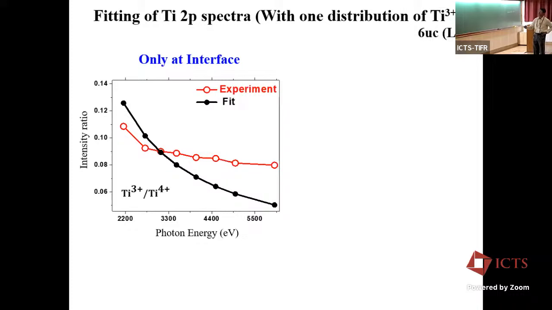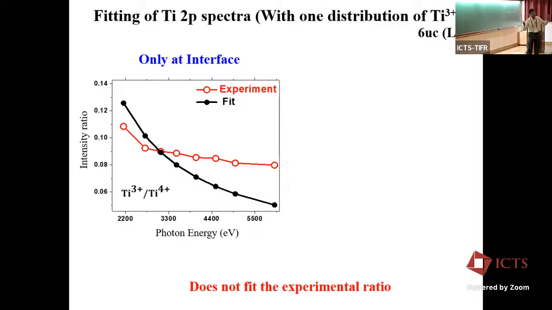If I take only at the interface, this is the experimental data that I'm trying to fit. The best fit data is this. So if you have just tied the electron gas starting from the interface to whatever depth you want with a constant electron density, then you will not be able to fit it at all.